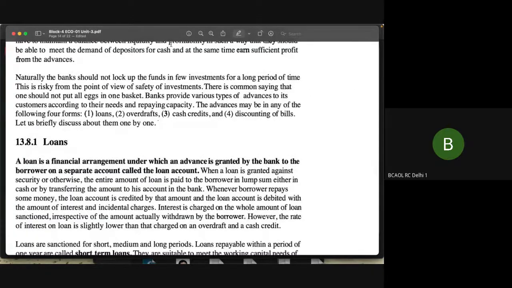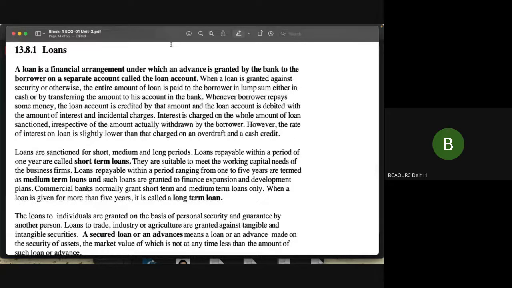Advances, loans. The most important feature, apart from accepting money, is giving money. So you have to give loans. A loan is what? It is an advance granted by the bank in exchange of a certain amount of payment, which is known as the interest. Short term, medium term, and long term loans are there. Short term is generally up to 1 year. 2 to 5 years is your medium term loans, and long term loans are more than 5 years.